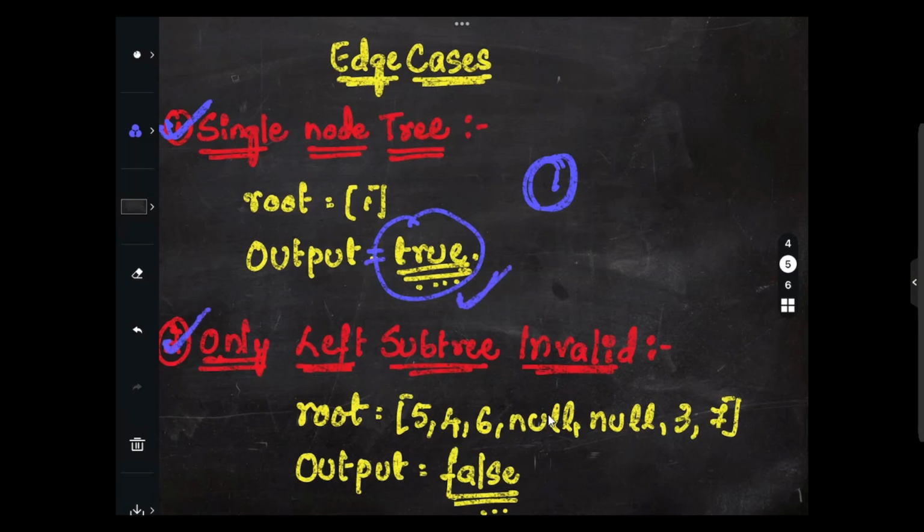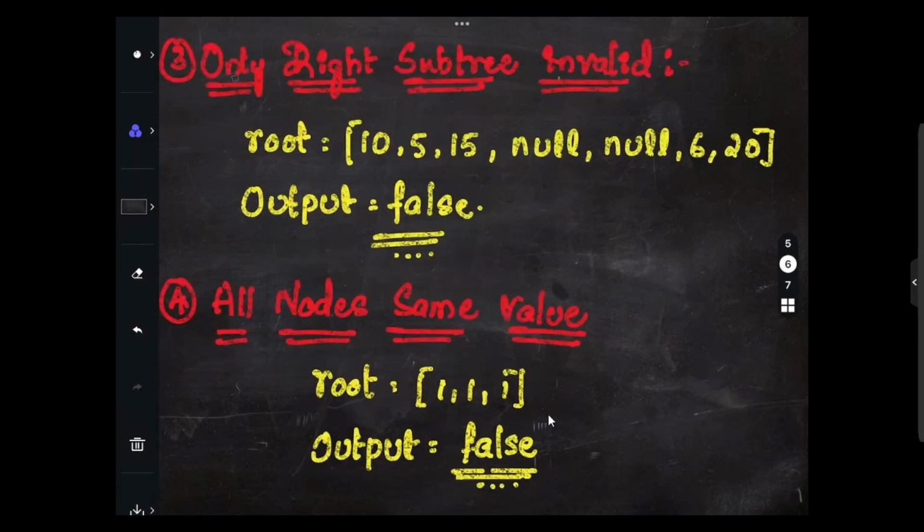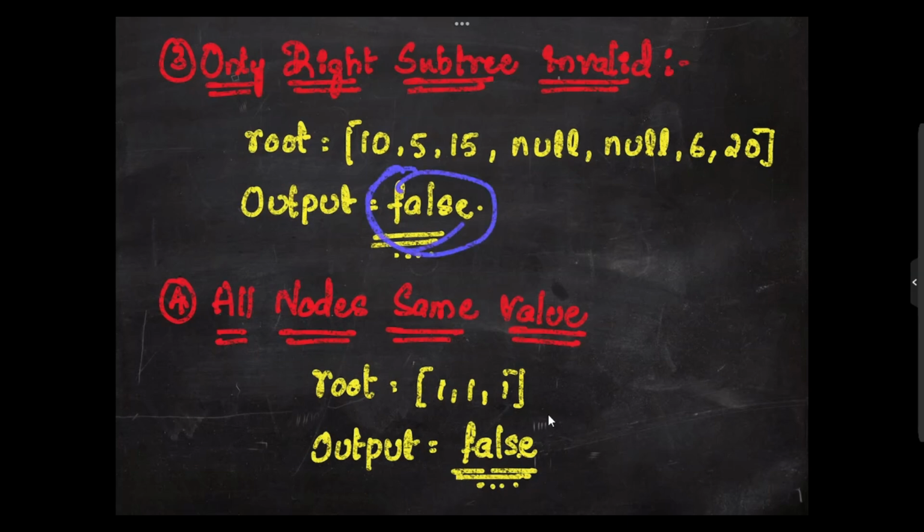So let's move on with the second edge case here. Only left subtree invalid. We have 5, 4, 6. This is fine. Null, we have 3, 7. Right. So here only the left tree is invalid. In this case, we will be returning false. Left subtree invalid, so we will return false. Only right subtree invalid is considered the same way as the left subtree. You can just draw the first tree the same way and check. In this case, we will be getting false.